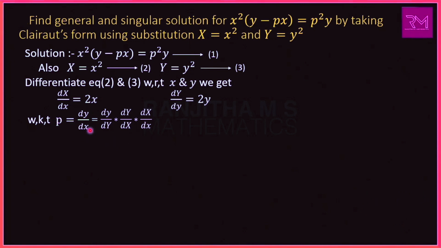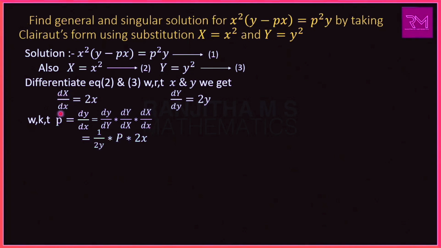p is equal to dy by dx. We know dy by dx, we can split it as dy by dY into dY by dX into dX by dx. Here dY gets cancelled, dX gets cancelled, remaining is dy by dx itself. So this is a very important step. Here these two important steps you have to remember. Next we have to substitute the dy by dY and dX by dx values here.